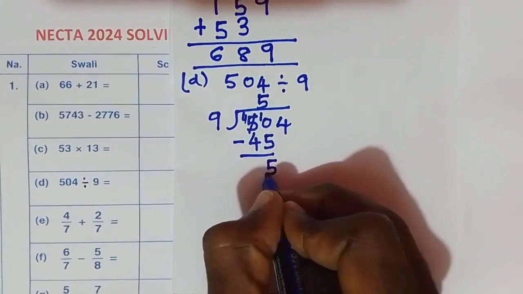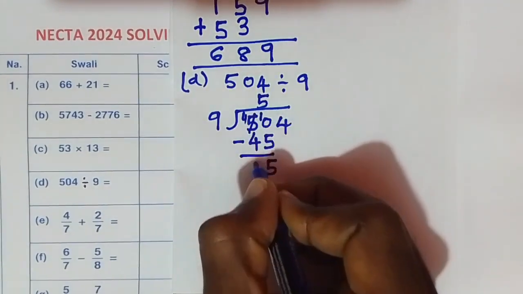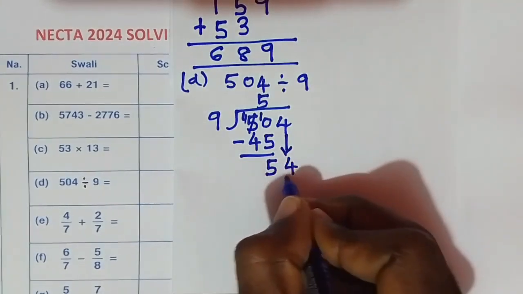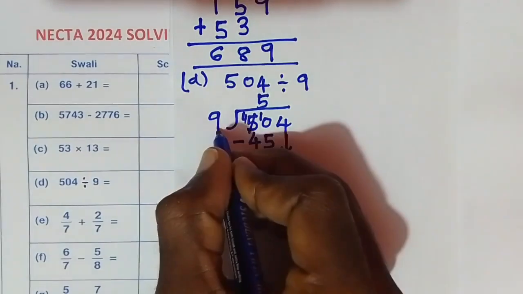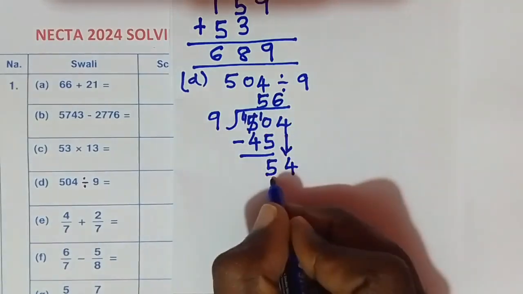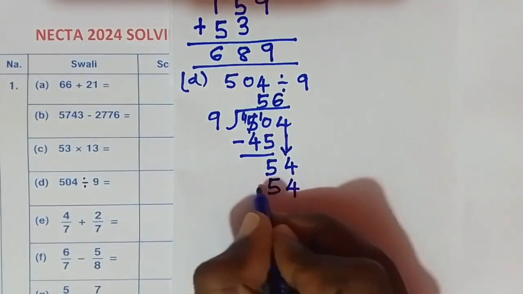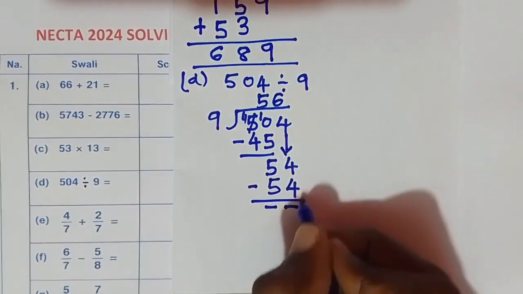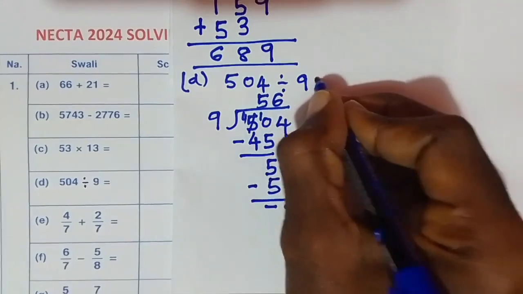That is going to be 5. 4 take away 4, remain nothing. We are going to drop 4. 54 divided by 9, it goes by 6. 6 times 9, we got 54. We take away, we remain with nothing. So our answer is 56.